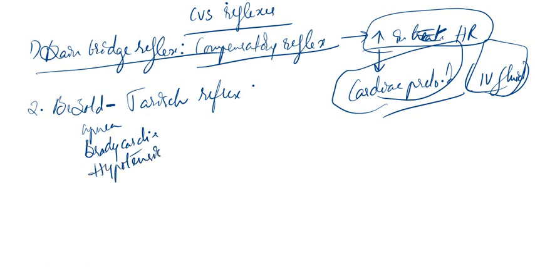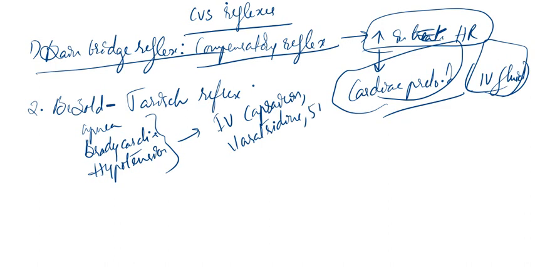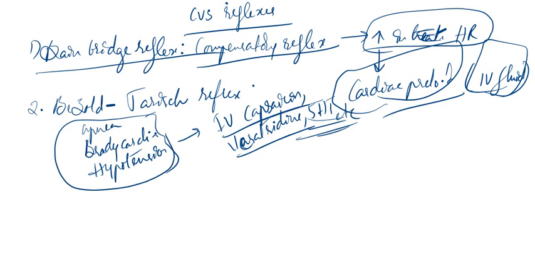So this triad of responses is seen in the Bezold-Jarisch reflex after giving an IV injection of capsaicin or veratridine or 5-HT, 5-hydroxytryptamine, etc. If you give any of these, they cause this triad of responses: apnea, bradycardia and hypotension. That is called the Bezold-Jarisch reflex.